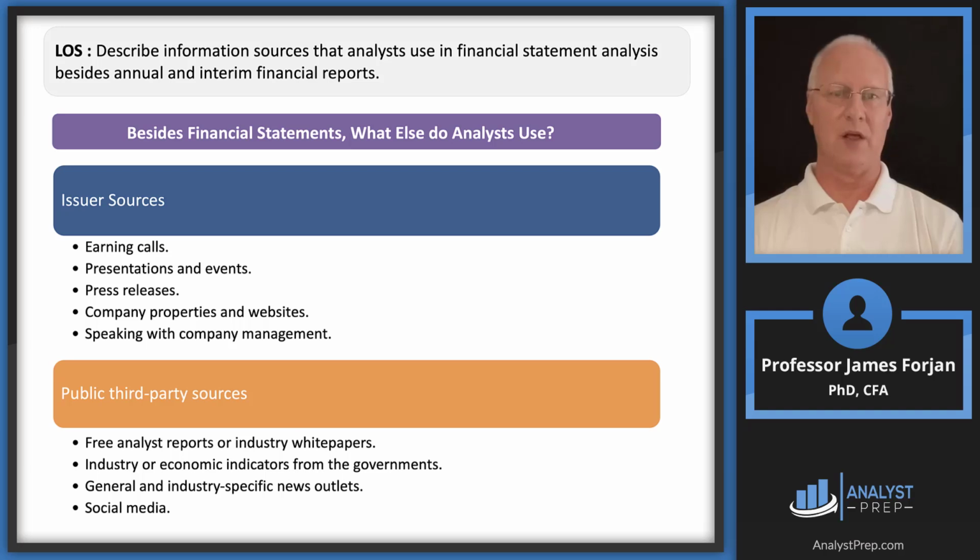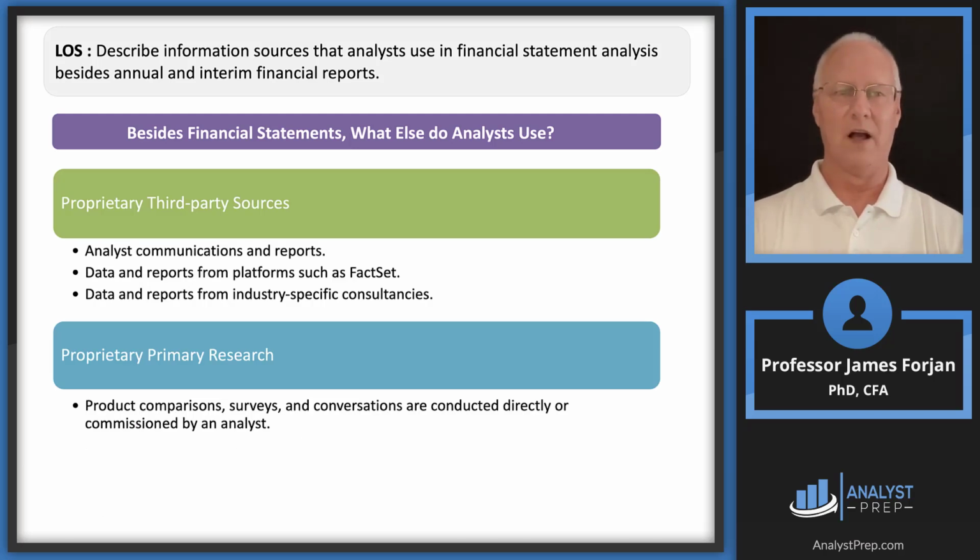So let's look at this last LOS. What else do analysts use? Issuer sources. We can participate in earnings calls. We can go to presentations. We can go to the annual meeting, press releases. We can do any of those issuer sources. We can rely on public third-party sources: the Wall Street Journal, social media. Once again, I know nothing about social media, but it probably has lots of good stuff in it.